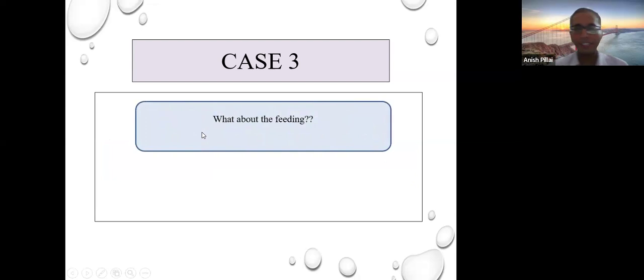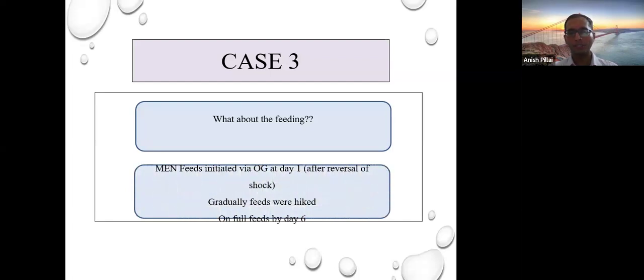So what about the feeding? Would you like to feed this baby or wait for this baby? So again, feeding is related to the other organs' health. So if the heart is happy, lungs are happy, then you can feed. So this baby had poor perfusion. They needed a bolus. The baby was having a lot of oxygen requirement. So you need to assess that after reversal of shock.